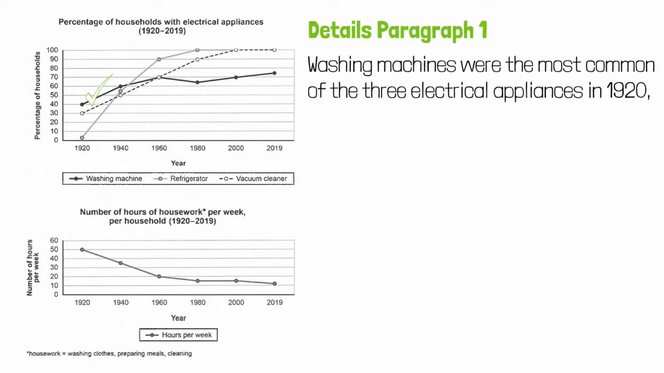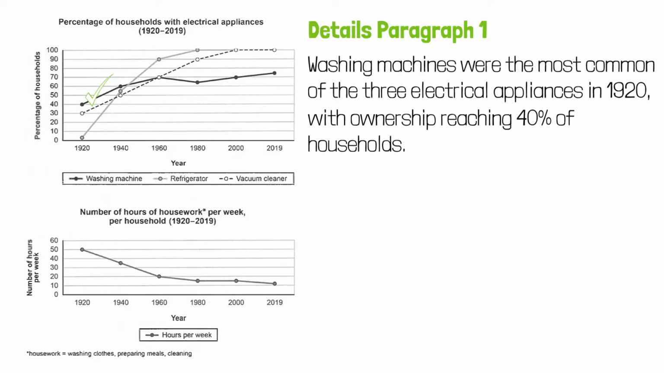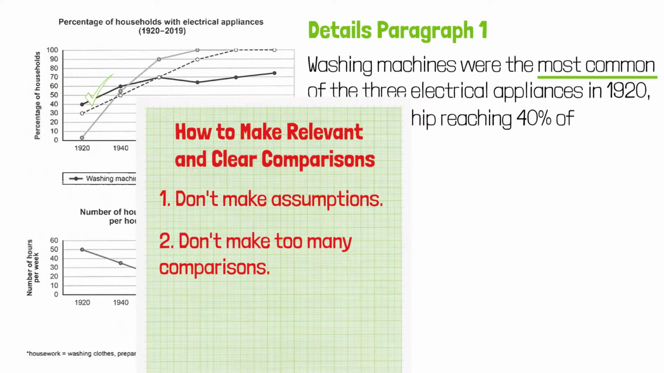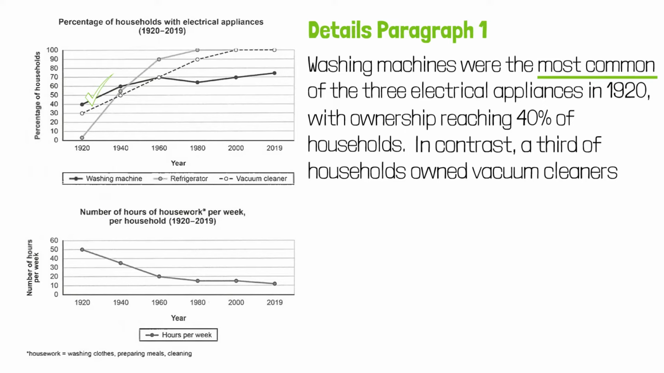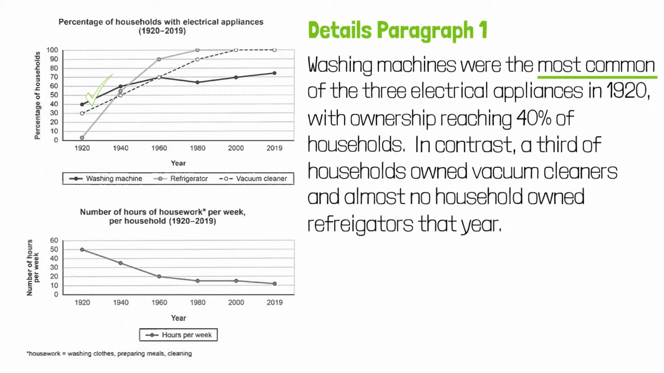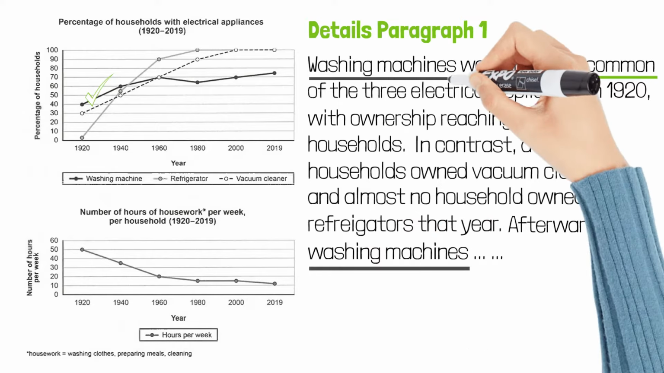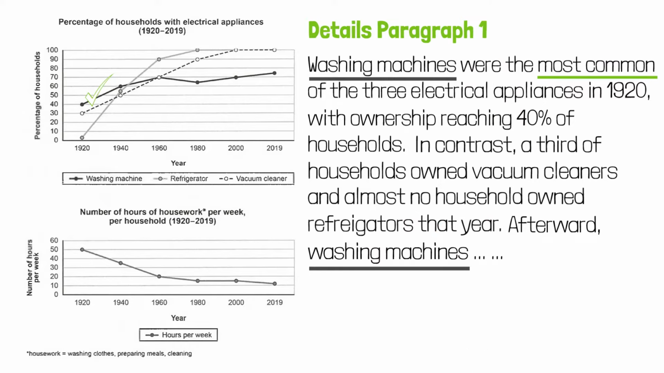Washing machines were the most common of the 3 electrical appliances in 1920, with ownership reaching 40% of households. This is a comparison with the other 2 appliances. The next tip I want to give you is not to mix these three lines together to report. For example, don't continue to write, in contrast, a third of households owned vacuum cleaners and almost no household owned refrigerators. If you do this, you will need to go back to washing machines and report their numbers in the following years. This is not only hard to report, but also hard to read.